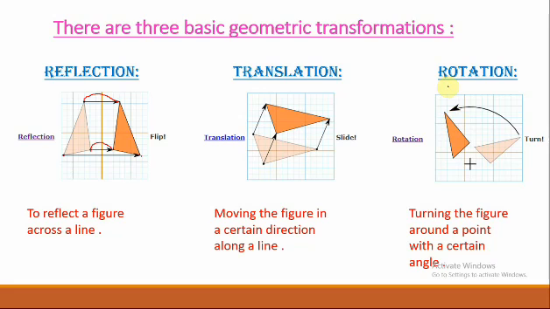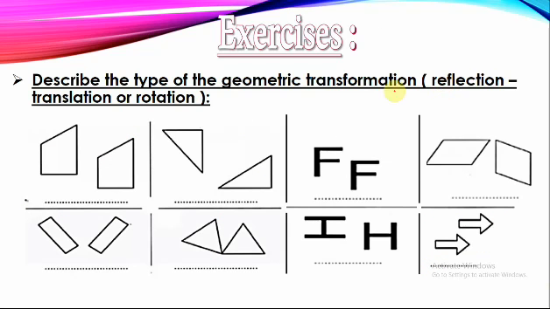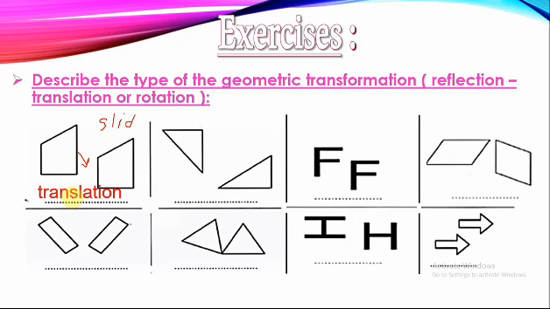To understand it more, we are going to solve together some exercises. Describe the type of the geometric transformation: reflection, translation, or even rotation. How do you know it? Can you see this figure? Is it the same or not here? The same figure. All you did is just slide. I didn't change anything. I just slid it from here to here. So it is translation.